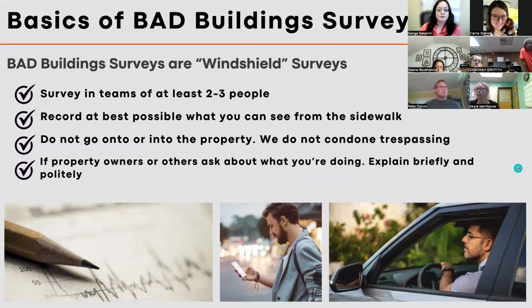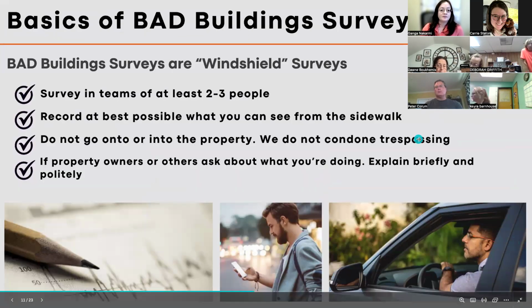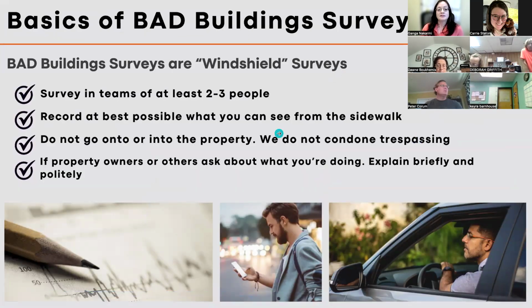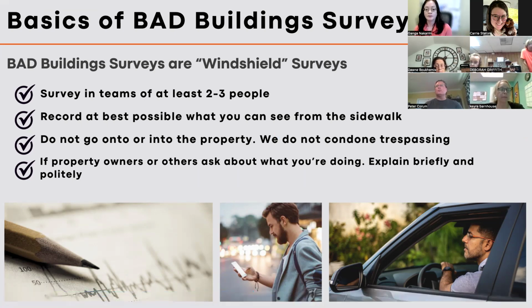So now, why do we do survey? We know a little bit about that. The basics of bad building surveying is basically about the windshield survey. It's a primary survey. We do that either on paper, or phone, or even while driving. It includes 2 to 3 people and you record as best as possible what you can see from the sidewalk.